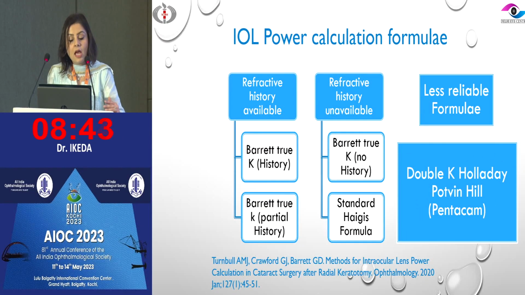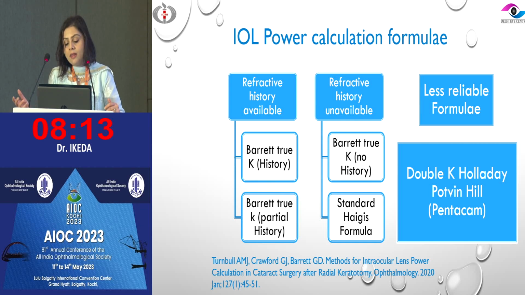There are various IOL power calculation formulae which have been used for post-RK eyes. This is one of the papers published in Ophthalmology 2020. What they found was that when the refractive history of the patient is available, we have the Barrett True-K, which works well. When the refractive history is unavailable, we have variations of Barrett True-K. Without the history also, we can calculate with the help of the ASCRS calculator, and in this paper it was found to work as well as the standard Haigis formula.